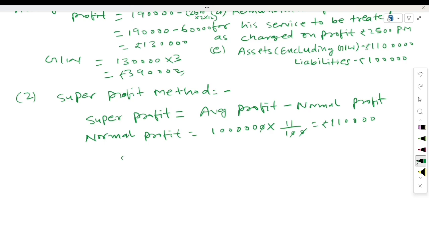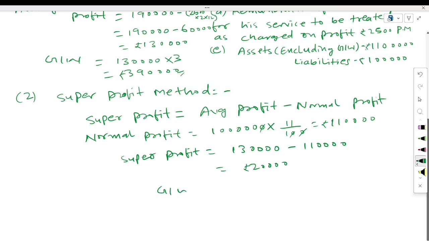Your average profit is 130 and normal profit is 1,10,000. So now you will calculate the super profit. What will be the super profit? Average profit 130 minus normal profit 110. Then it would be 20,000. Now you have to calculate the value of goodwill.